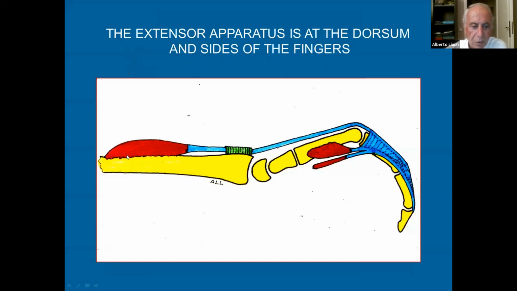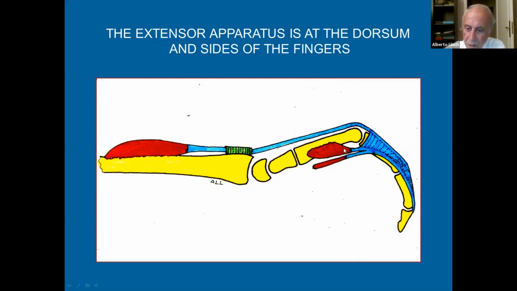So, as we said before, the extensor tendons are only here, from here to here. And then at the back of the finger and the side of the finger, we have the extensor apparatus, which is what we will try to look in more detail from now on. Here in this drawing that I made, I showed the MP joint, but to be more accurate, this should be right here, because the sagittal band goes from here to here, from the extensor tendon to the volar plate of the MP joint.